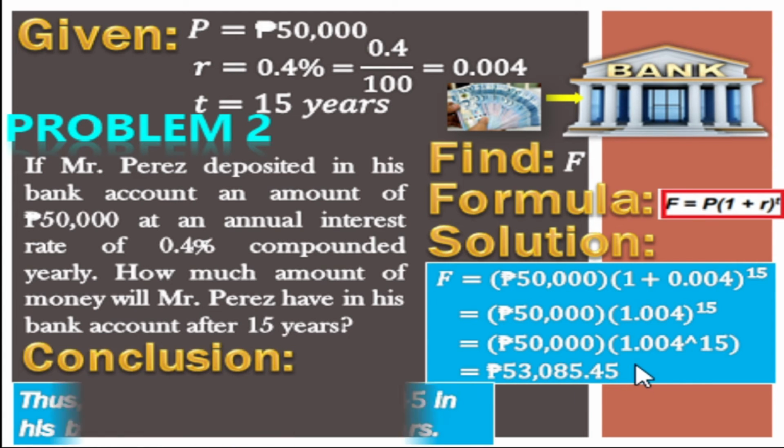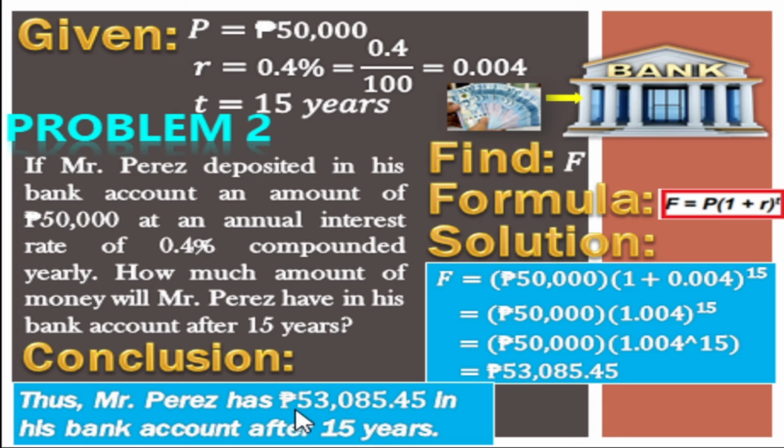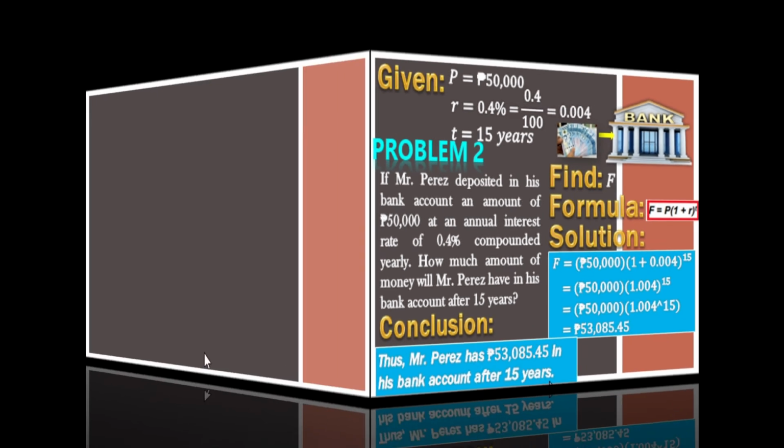Hence, in our conclusion, Mr. Perez has 53,085 pesos and 45 centavos in his bank account after 15 years.